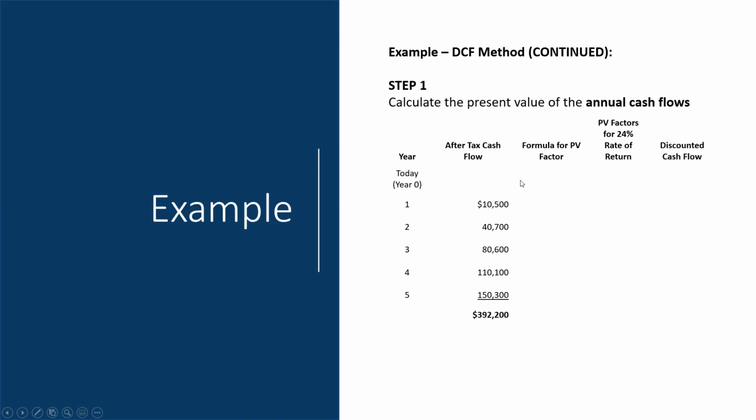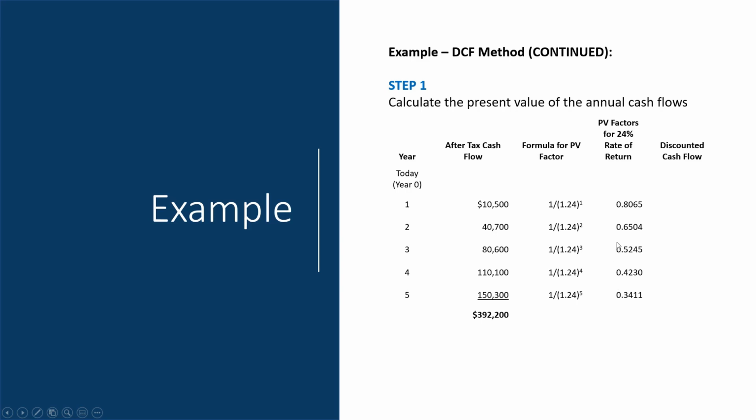The sum of all those cash flows is $392,200. And that's an undiscounted amount. That's just summing up all the cash flows. And remember, we are going to assume a 24% discount rate. And there's a science to discounting. There is a mathematical formula.